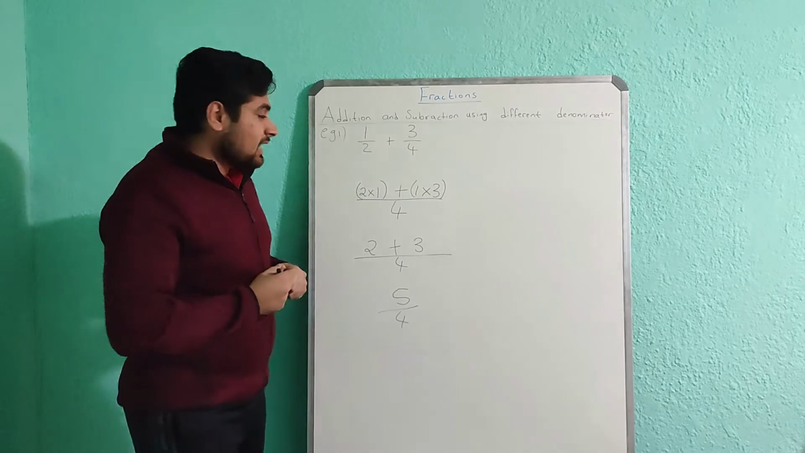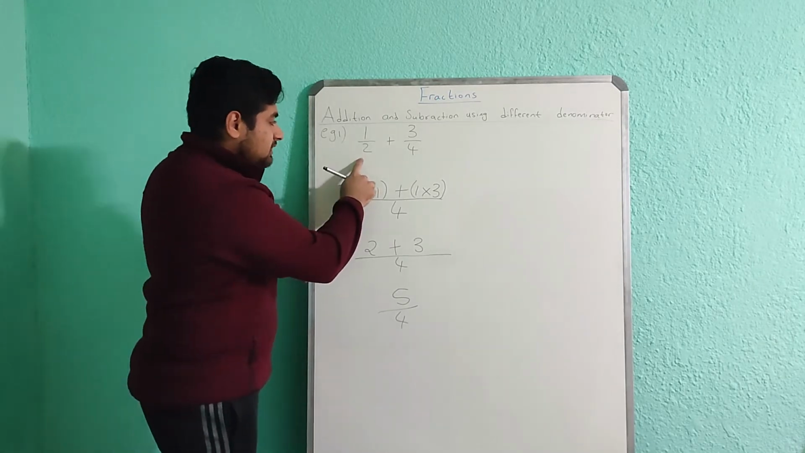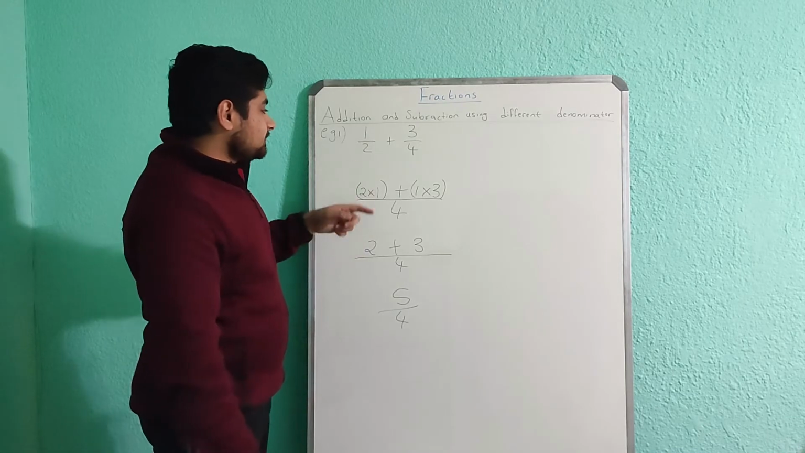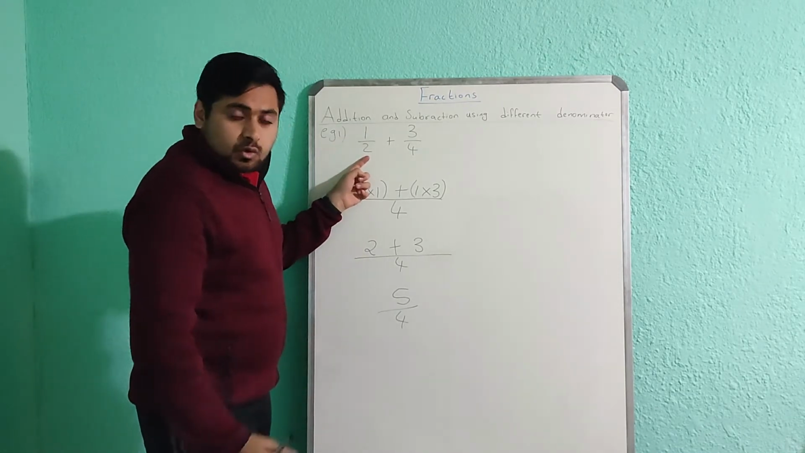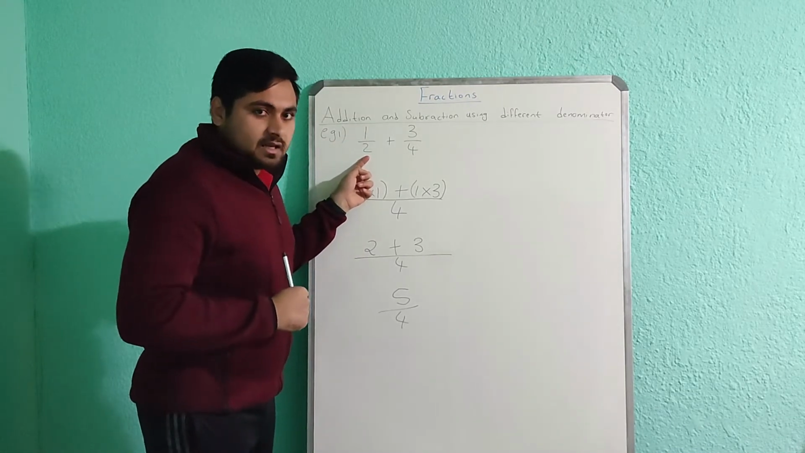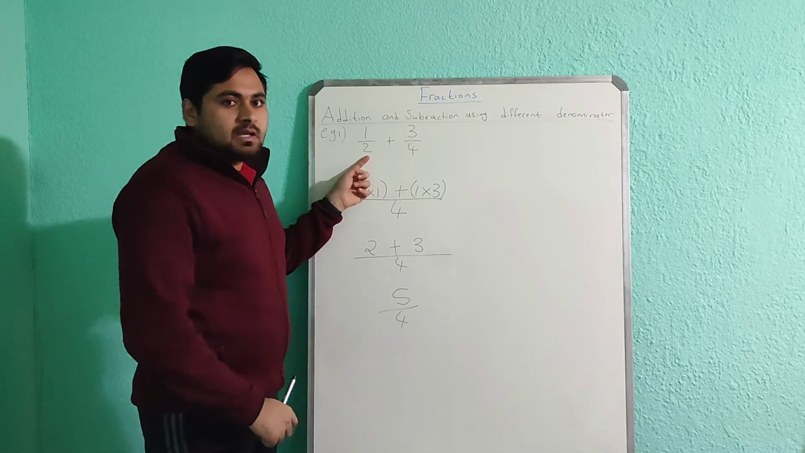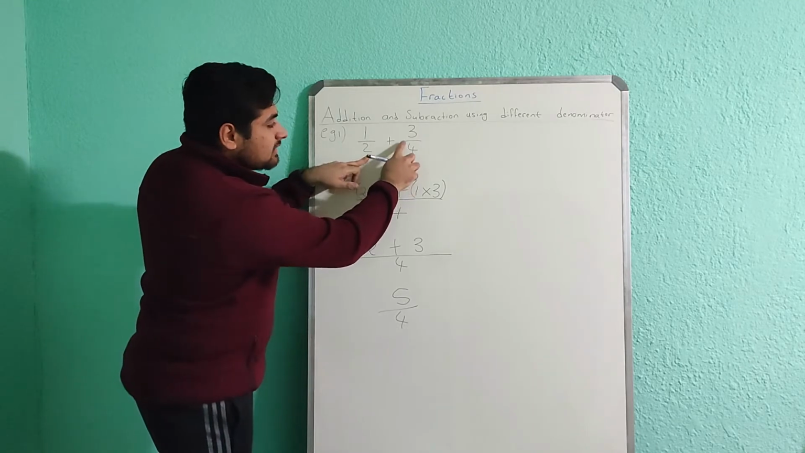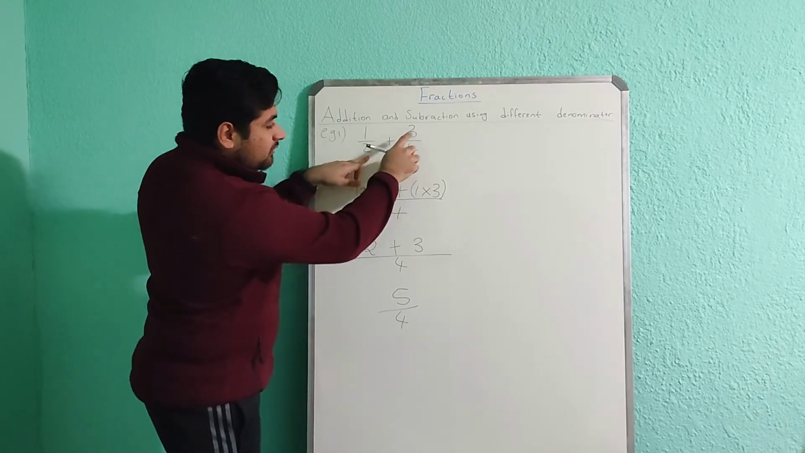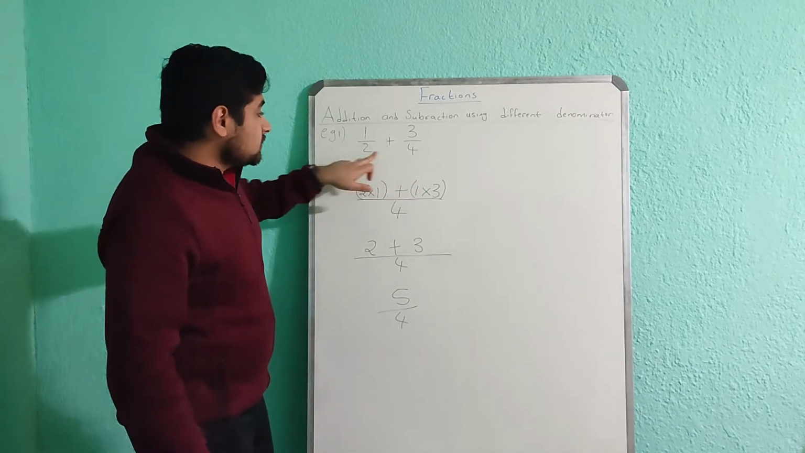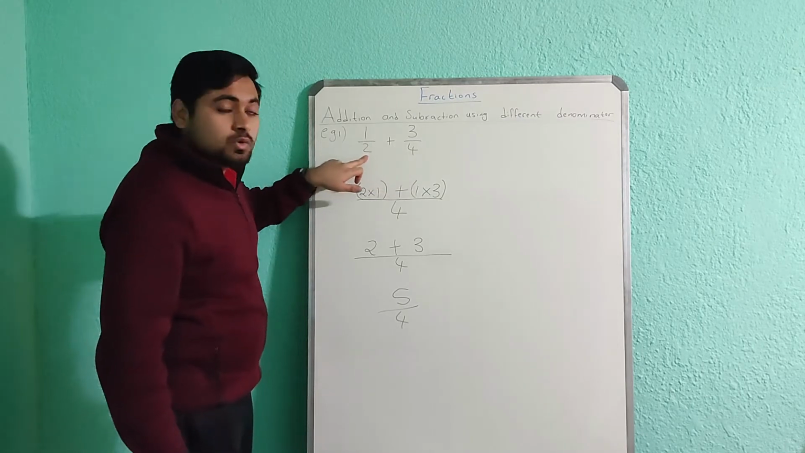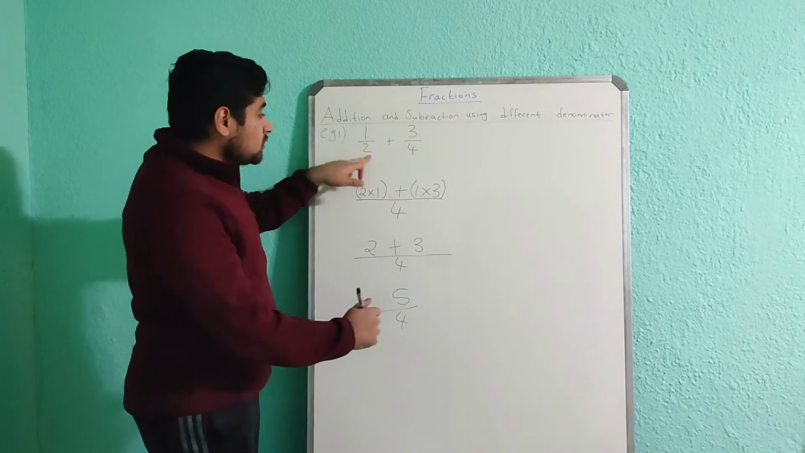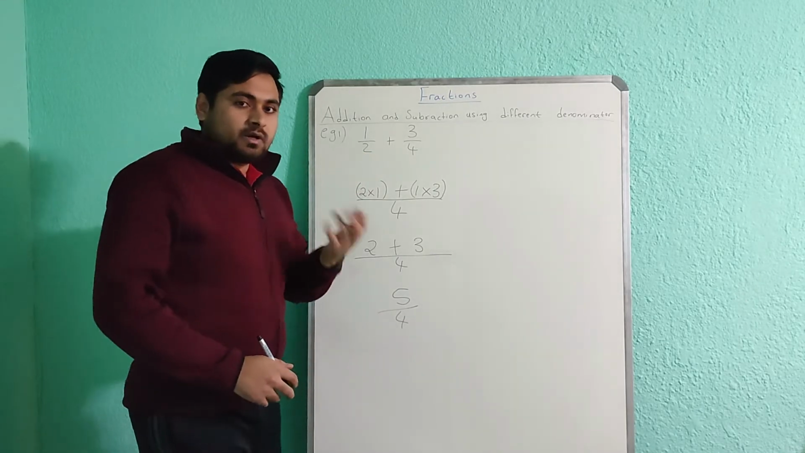So what do we do? We start by going to the first fraction and taking its denominator, and we ask, can 2 go into itself? Yes, it can. How many times? 1 time, and that too without a remainder. No problem. But now we ask, can the denominator of the second fraction go into 2? Can 4 go into 2 without any remainder? No, it cannot. So therefore 2 cannot be our common denominator.